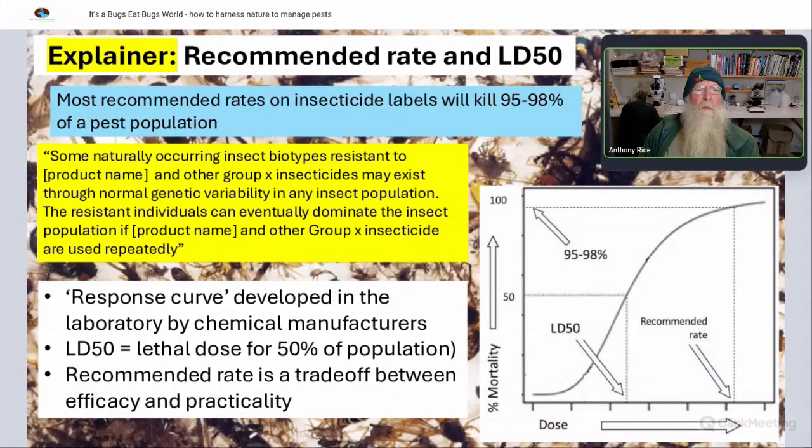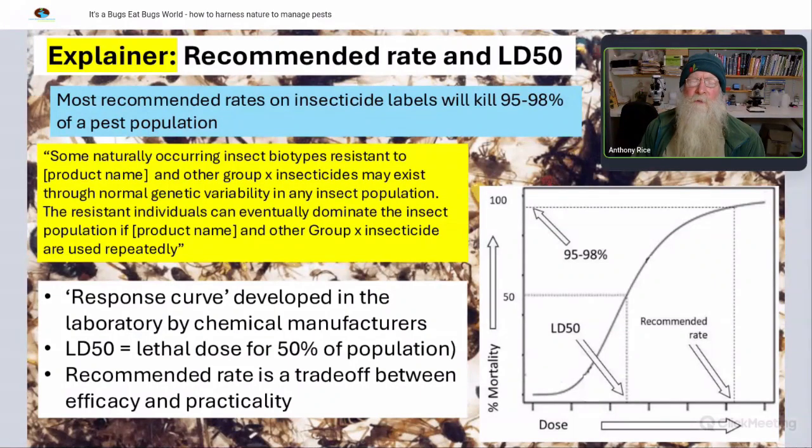So the text in yellow has recently appeared on many insecticide containers, and I'm not sure if it's compulsory, whether it's a requirement or whether it's just by choice by the manufacturers that it goes on there. But it says some naturally occurring insect biotypes that are resistant to whatever product group you're talking about may exist through normal genetic variability in any insect populations. So when you look at the response curve, and I'll just highlight here in this graph down the bottom, this is what we call the response curve.